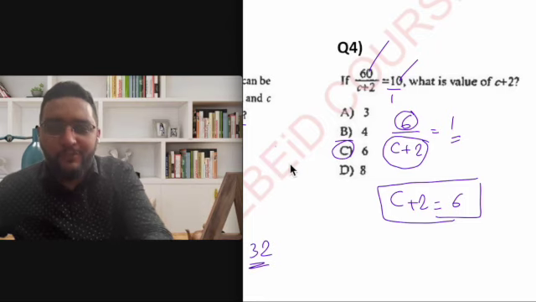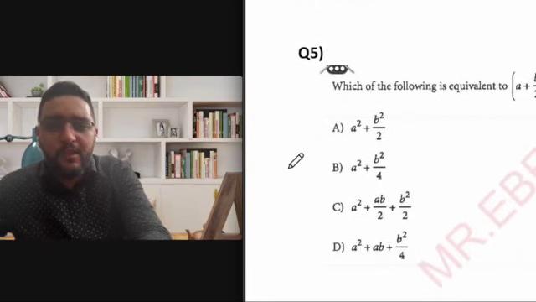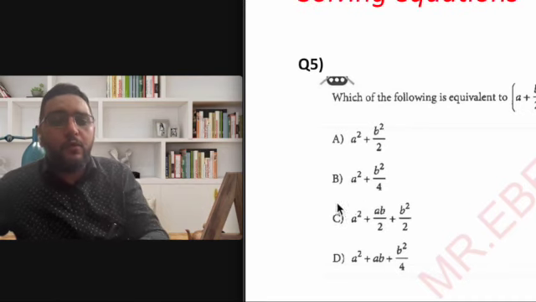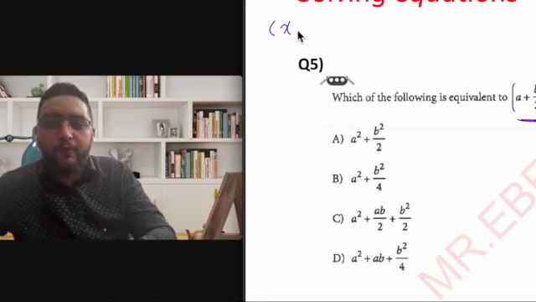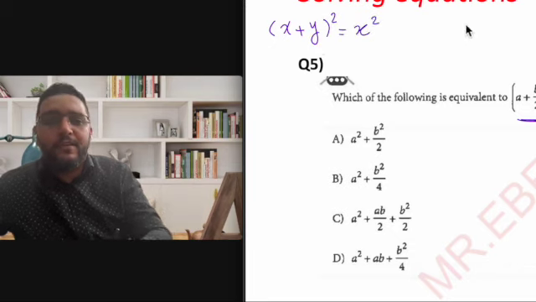Let's move to another question about solving equations. Which of the following is equivalent to a plus b over 2, all squared? You know that this is a perfect square, and we have a form for expanding the perfect square. If we have x plus y squared, just put the first squared, the second squared, and in the middle 2 times first times second. It means 2xy.